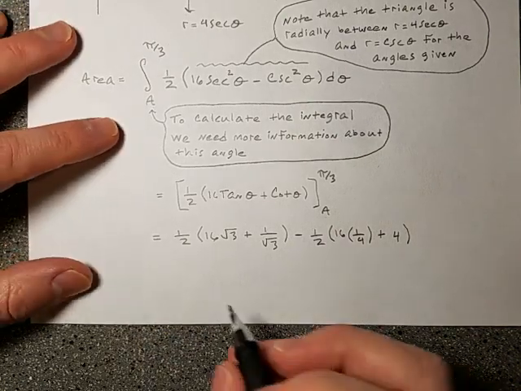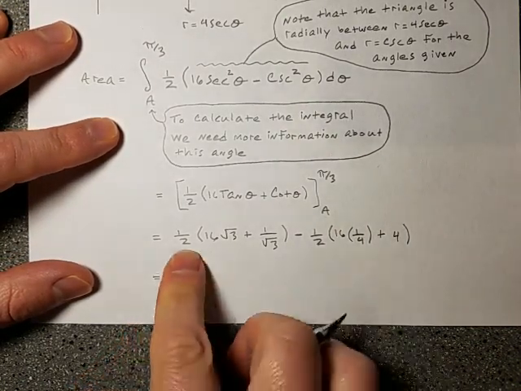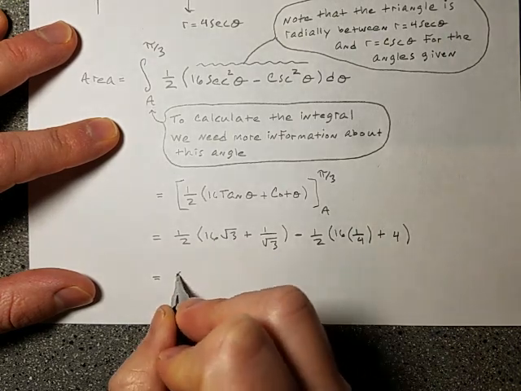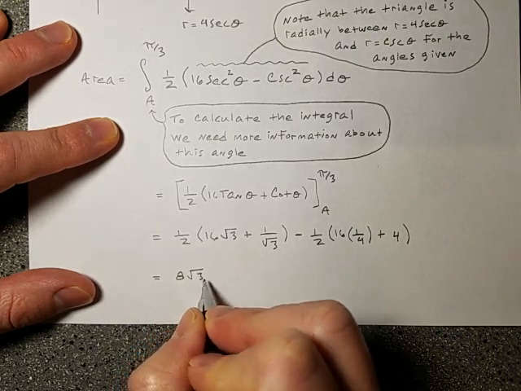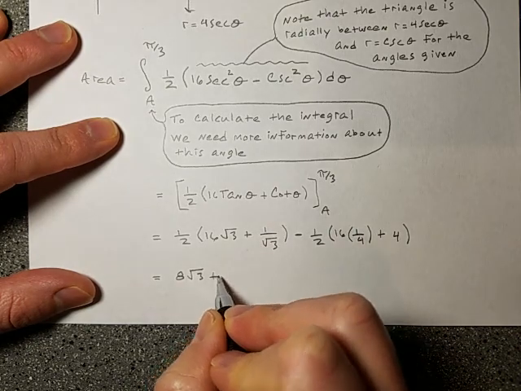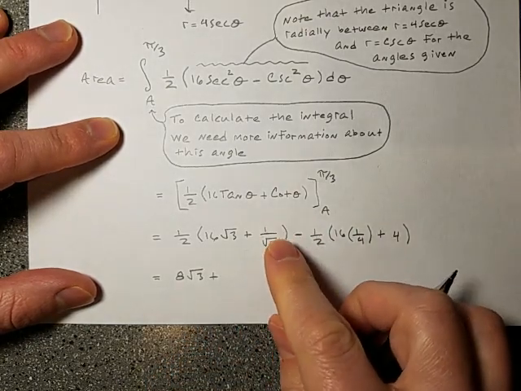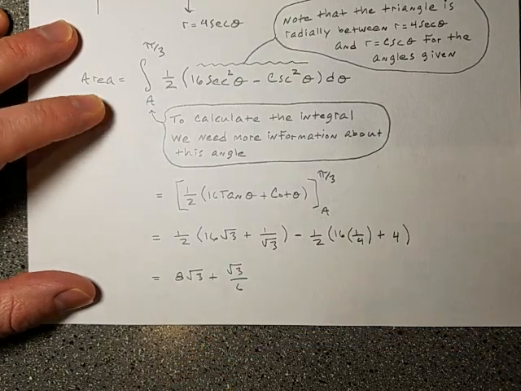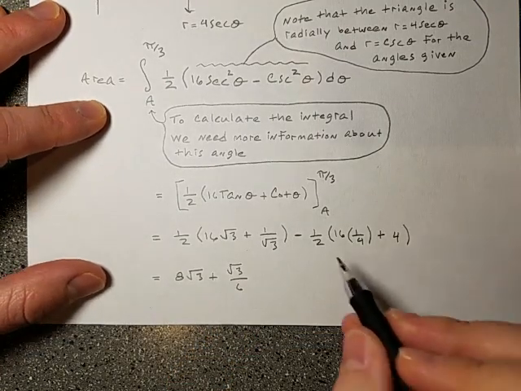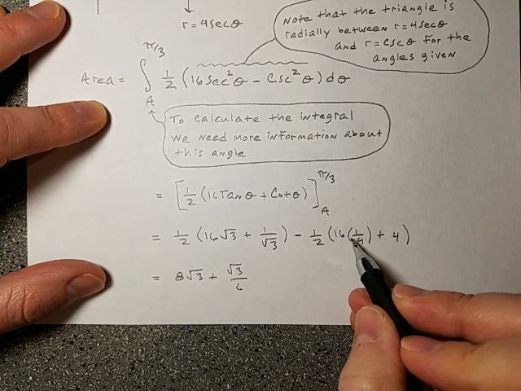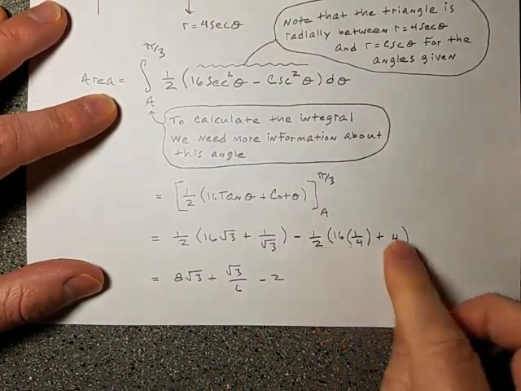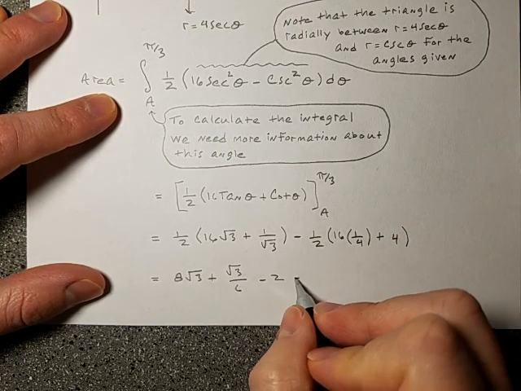So anyway, what we'll do from here is, let's say I distribute the half, and I'll get, let's do it like this, 8 root 3 plus, and let's call that root 3 over 3, so root 3 over 6. So that's what I'll get out of that one. And then here I got 4 times a half, so that's -2. And then minus half times 4 again, so that's also -2.